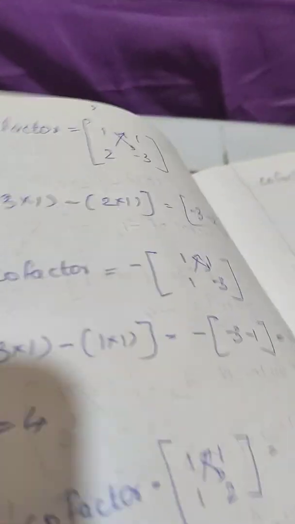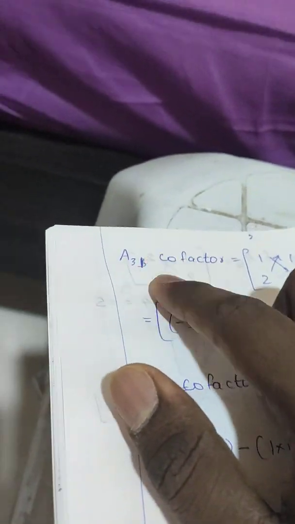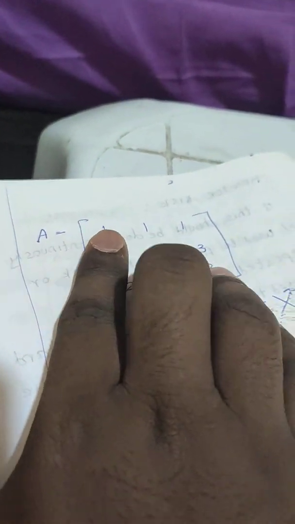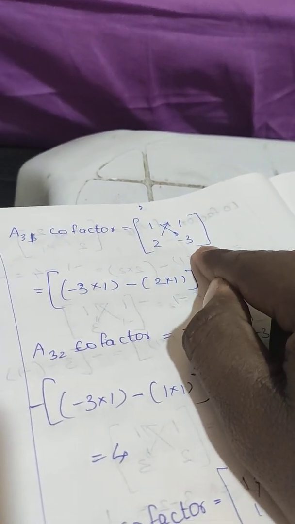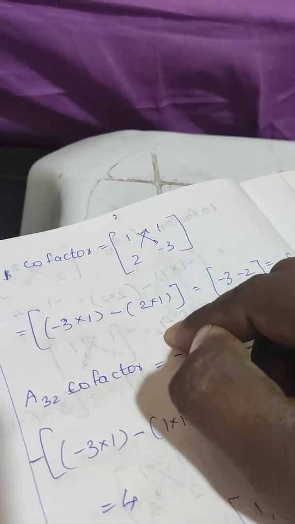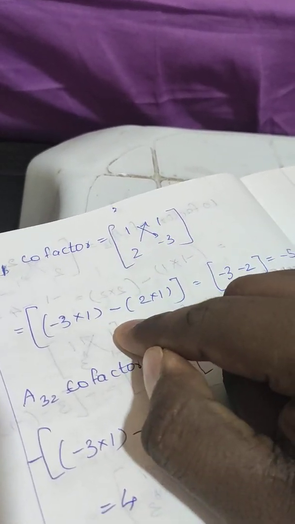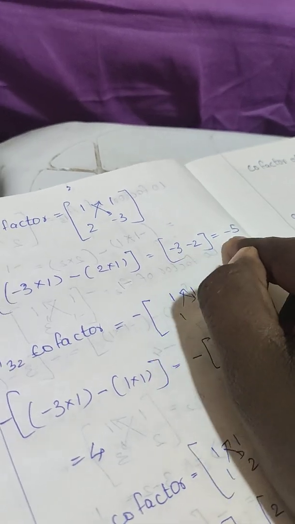Now we are almost getting to the end of the sum. So here we are going to find the cofactor of third row and first column, which is 2. So I'm going to close this out, and the balance you have is 1, 1, 2, minus 3. So here I'm going to multiply 1 into minus 3, which is minus 3, minus 2 into 1, which is 2. We put a minus sign in between, but you don't have a minus sign outside because this is a plus value. So minus 3 minus 2 will be minus 5.